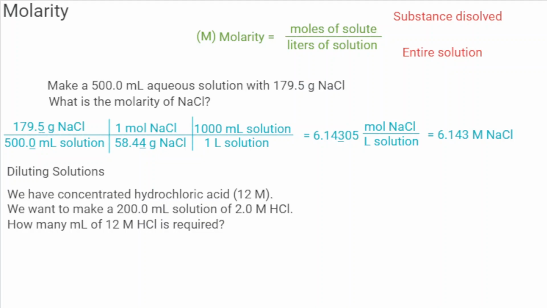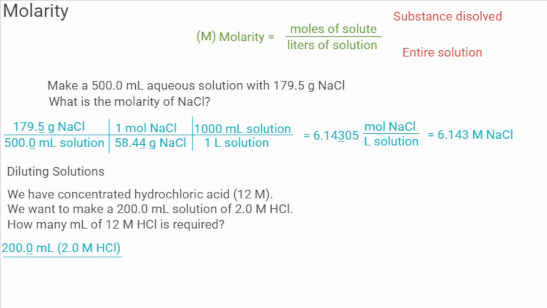So to start off, there's a couple different ways we could tackle this one. I would recommend that since we know more about the 2 molar solution, we know that the concentration is going to be 2 molar, we know the volume that we want, so this is essentially our variable that's dictating how many milliliters of the concentrated solution we'll need. So that's where I'm going to start. So let's say we have 200 milliliters of 2.0 molar hydrochloric acid.